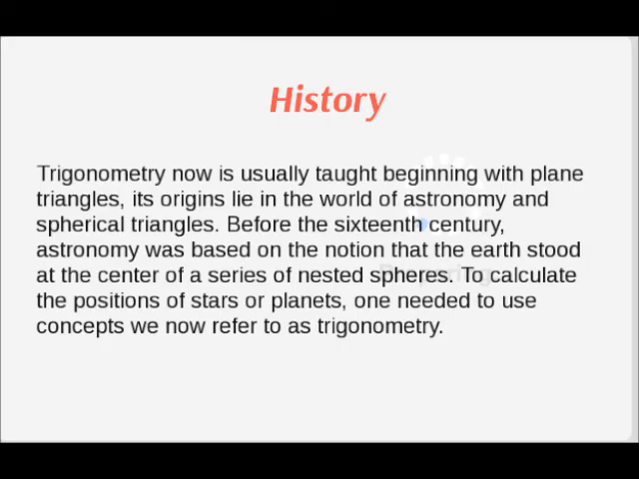Now, before we get into our real-life example, we want to explain a little bit about the history. Trigonometry now is usually taught beginning with plane triangles. Its origins lie in the world of astronomy and spherical triangles. Before the 16th century, however, astronomy was based on the notion that the Earth stood at the center of a series of nested spheres. To calculate the positions of the stars and planets, one needed to use the concepts we now refer to as trigonometry.